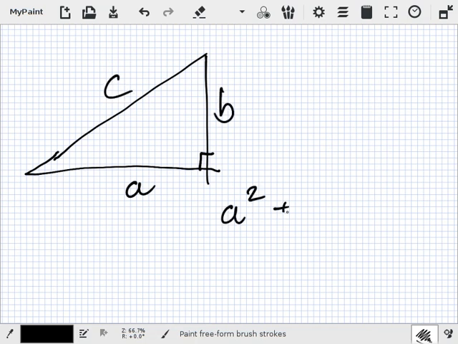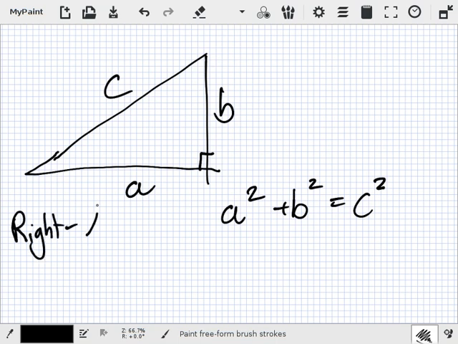A squared plus b squared equals c squared. This is only true if it's a right angle triangle. Now what is actually quite interesting is this is an example of if and only if. What I mean by that is, if the triangle is right angle, then it's true to say a squared plus b squared equals c squared. But also, if a squared plus b squared equals c squared, then you can say the triangle is right angle. So it actually goes both directions, which is quite interesting.